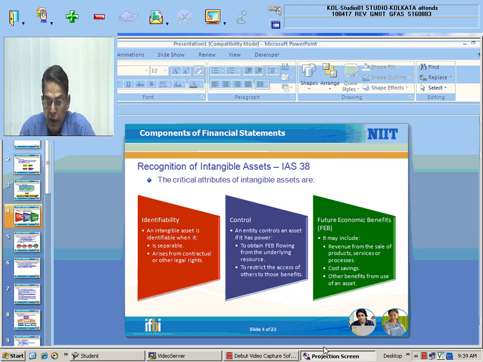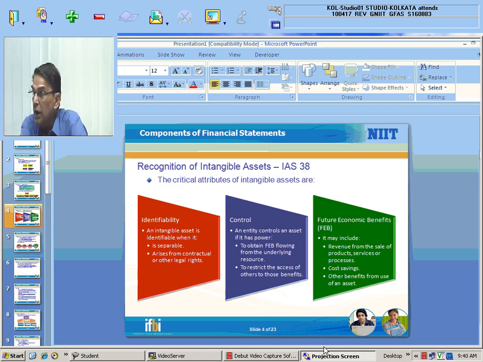An asset meets the identifiability criterion when it is capable of being separated from the entity and sold, transferred, licensed or rented, either individually or in combination with a related contract, asset or liability. That is the meaning of separable. We can separate it from the entity, and it is possible to sell it, transfer it, license it or rent it, either individually or in combination with a related contract, asset or liability. That is the test for identifiability, and that is number one. And secondly, it arises from contractual or other legal rights, regardless of whether those rights are transferable or separable from the entity or from other rights or obligations. That is the test for identifiability. So one thing is separable, and it arises from contractual or other legal rights.